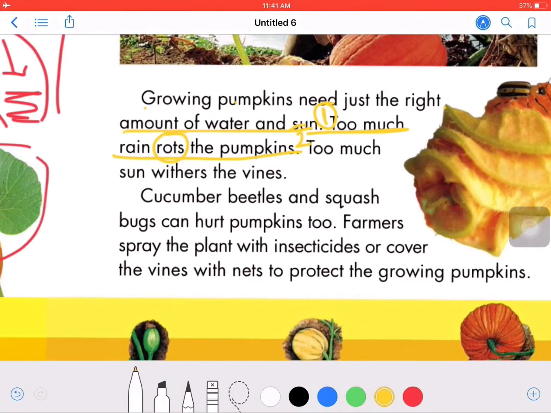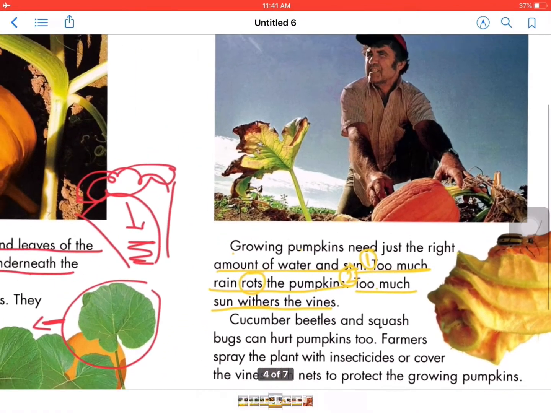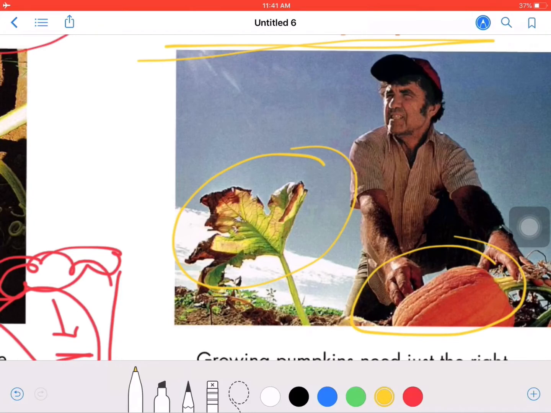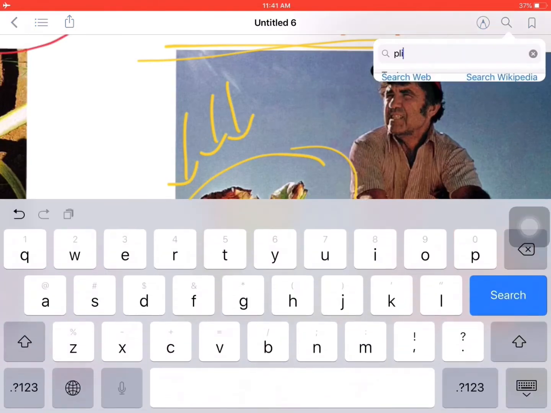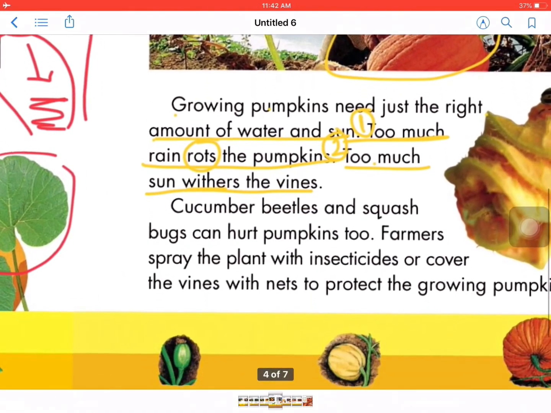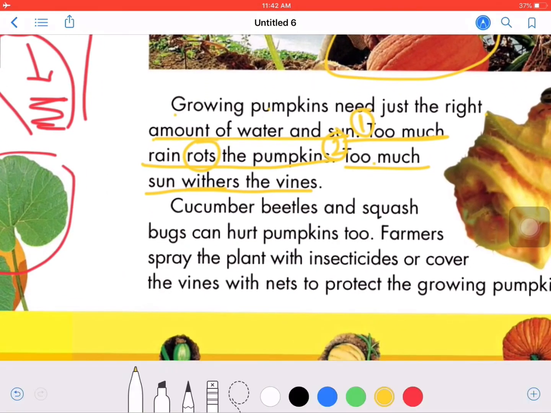If there's number 2, too much sun, what will happen? It withers the vine. Here, as you can see in this picture, the vine is withered. So the hot sun withers the vine. Let it die. Okay? So here we have number 1, too much rain, and number 2, too much sun.